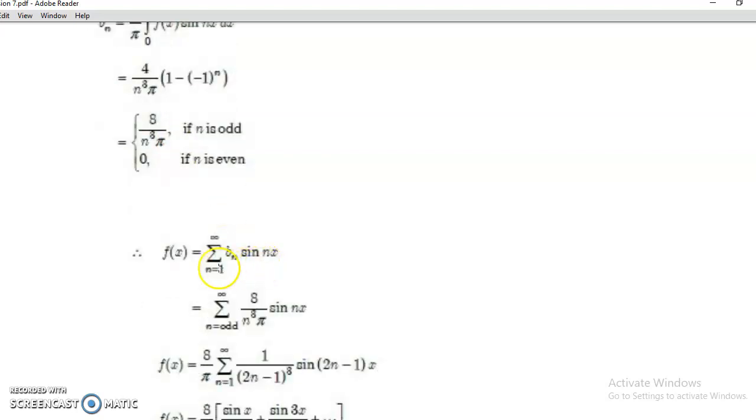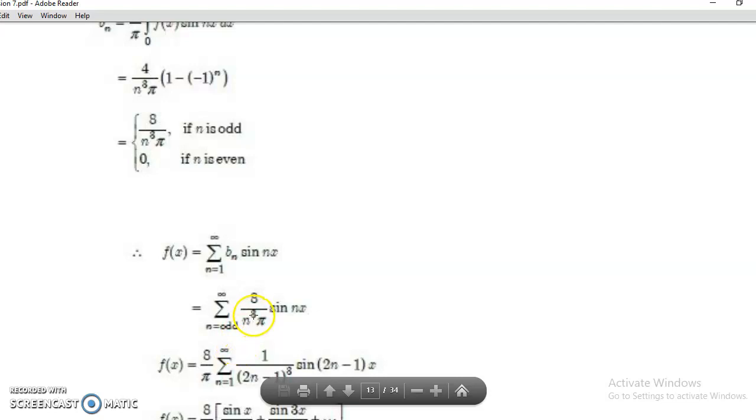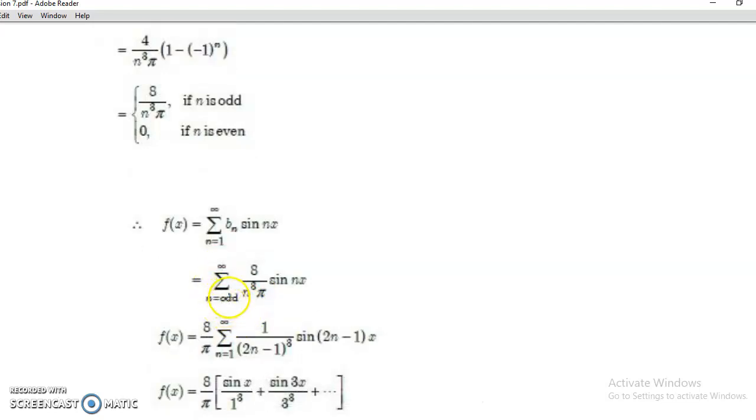Now, followed by that, f of x is equal to, we just substitute the bn value if n is odd, so here n is odd to infinity, which means 1, 3, 5. This function is available only for the values 1, 3, 5, 7, etc., with multiplication of sin nx.